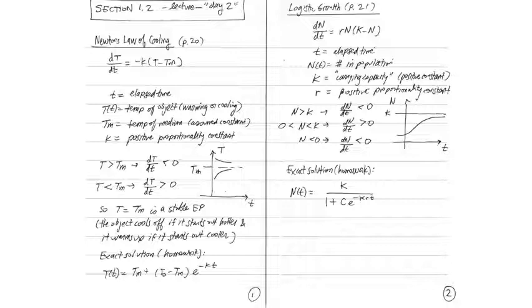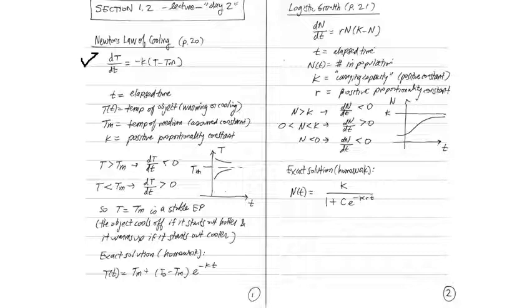So first of all, we're going to look at Newton's law of cooling, which is discussed in the book on page 20. There's your differential equation. It's a first order ordinary differential equation. It's linear. Small t stands for the elapsed time in some process where some object is warming up or cooling off. Big T as a function of little t represents the temperature of the object that's warming or cooling.